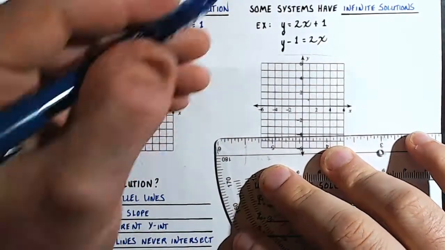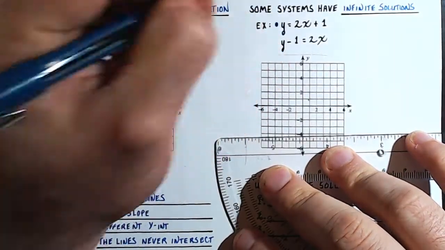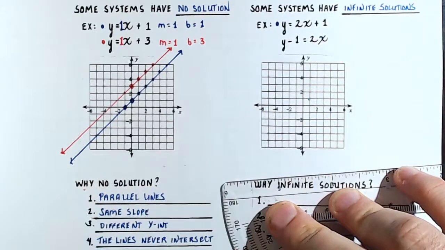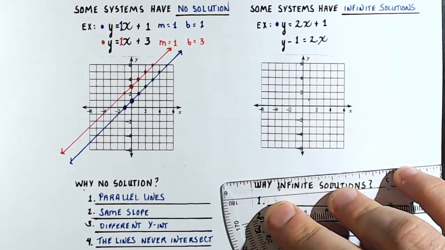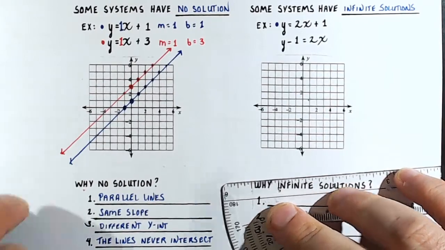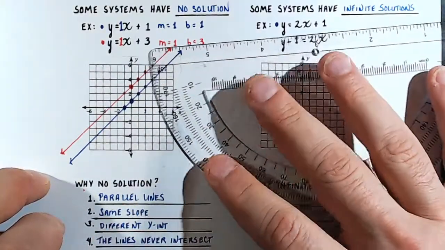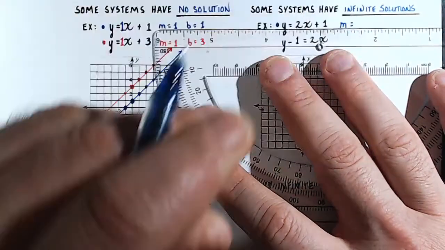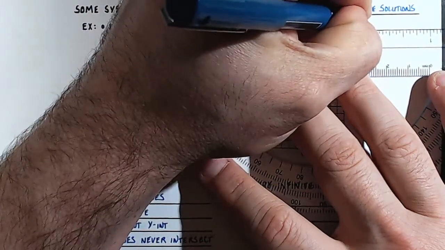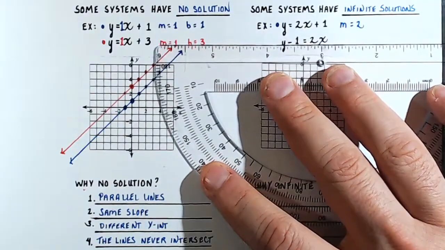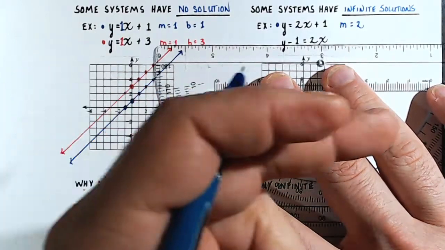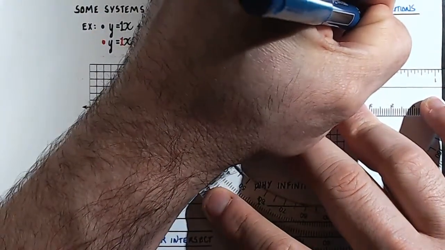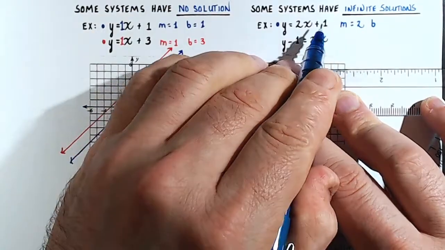So this top equation will be my blue equation. What's the slope of the blue equation? y equals mx plus b, where m is the slope and b is the y-intercept. The slope, m, equals 2. That means we rise 2 and then we run 1. What's the y-intercept of the blue equation? The y-intercept b is 1.